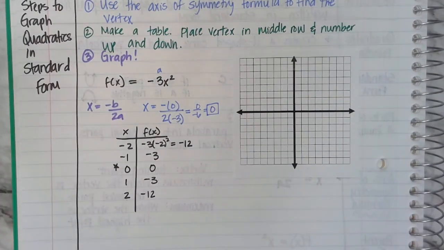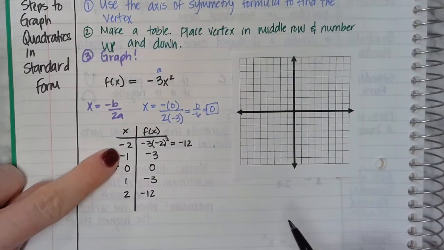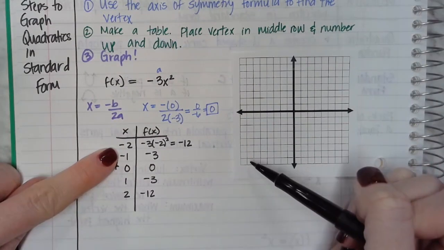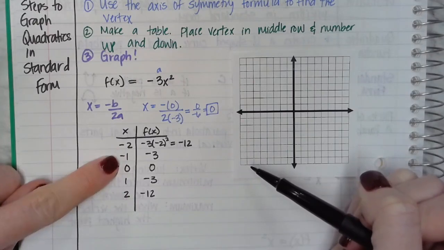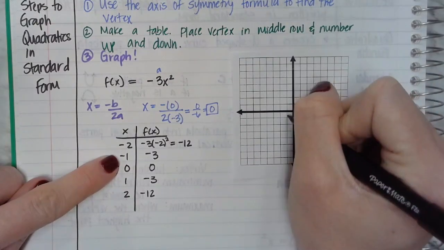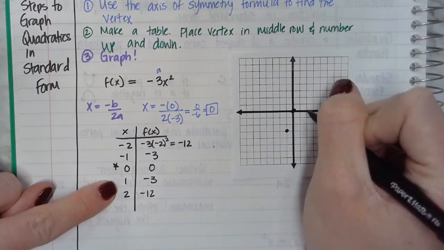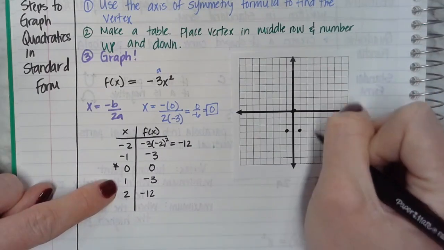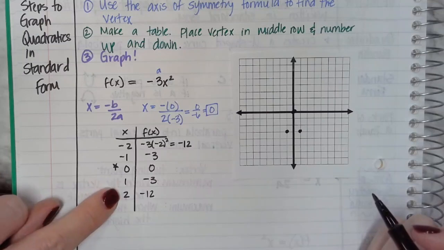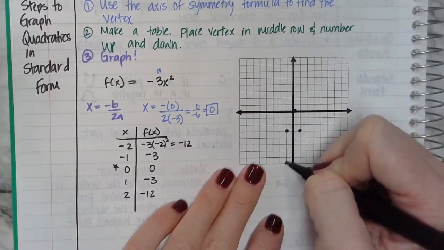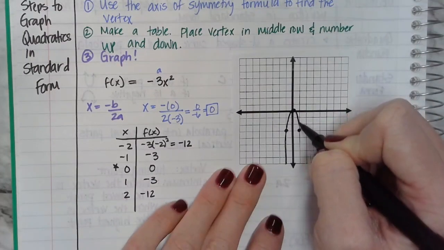So step 3 is to graph. Taking a look here, I've got negative 2, comma, negative 12. Well, I don't have enough space on my coordinate plane to graph that, so I'm going to move to the next one. Negative 1, negative 3. 0, 0. Positive 1, negative 3. And then again, I don't have enough space to graph 2, negative 12. Now remember, this is a U shape, so I'm just going to make my U.